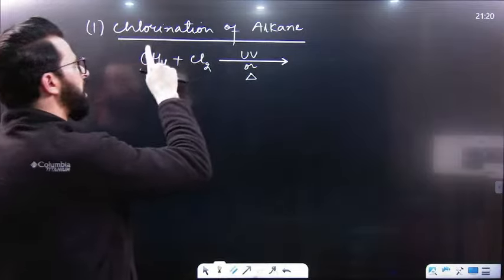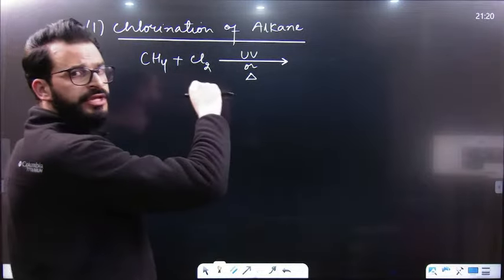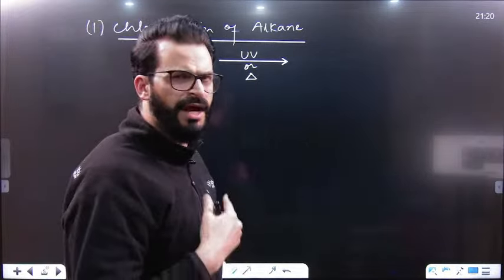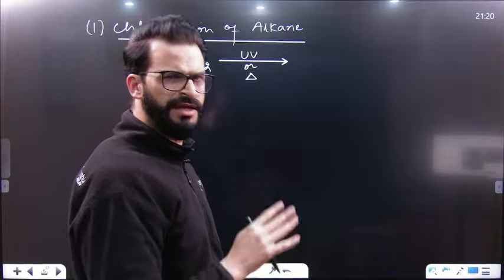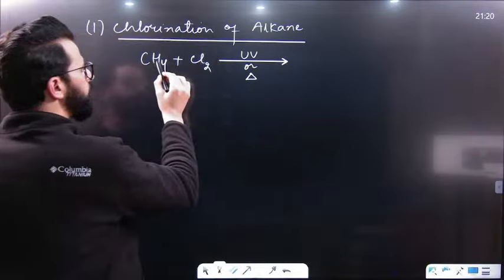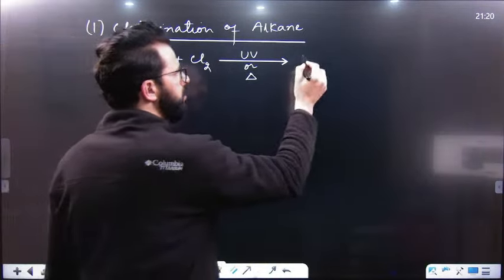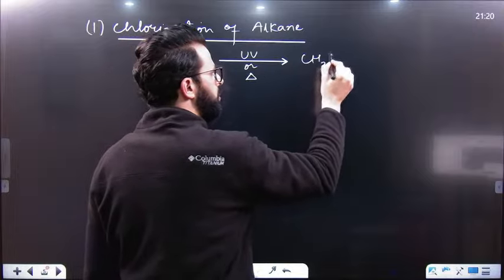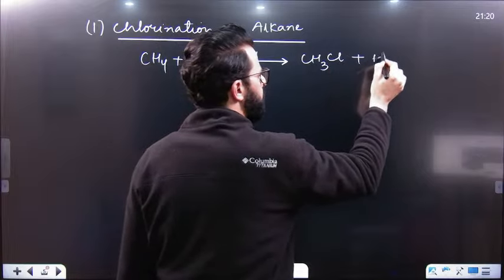Then CH3 radical will be formed. Then that CH3 radical will combine once again with Cl and results in the formation of CH3Cl. In a nutshell, hydrogen will be replaced by 1 chlorine, so its product will be CH3Cl and HCl.